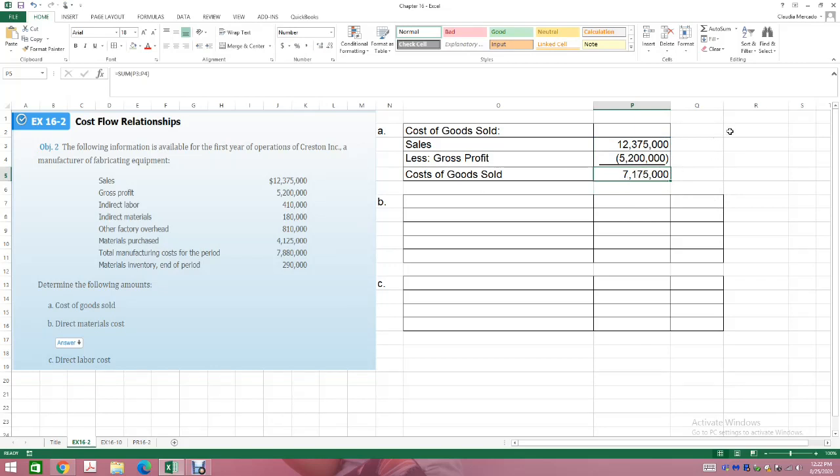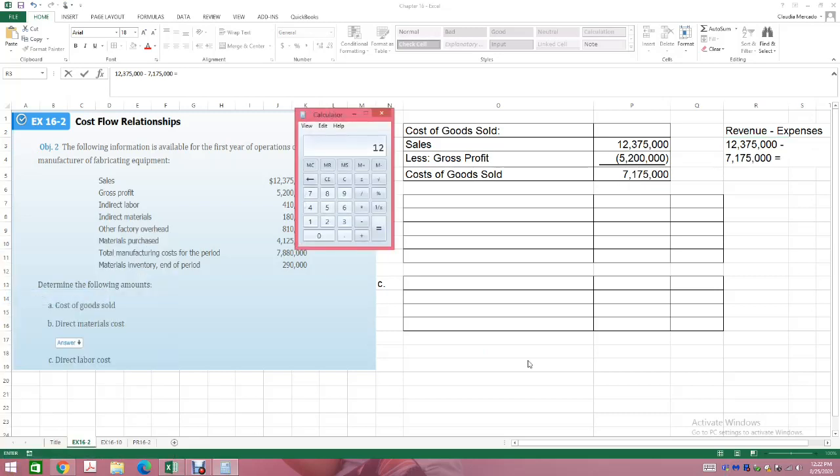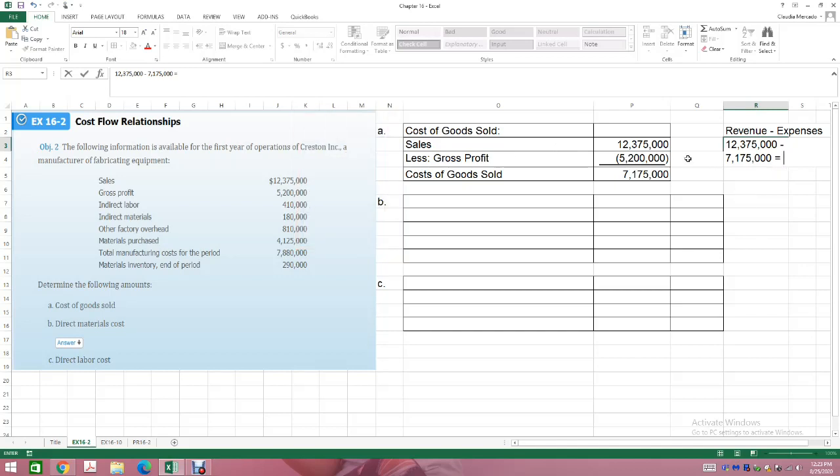So if you were to calculate net income, because I like to do that on the side, my net income is my revenue minus your expenses, right? So in this case, my revenue was $12,375,000 minus my calculated expenses here of cost of goods sold of $7,175,000. Okay, now that is going to give me, calculator, $12,375,000 minus $7,175,000. Oh, I put something wrong. $12,375,000 minus $7,175,000. So that's going to give me my $5,200,000 net income or gross profit that I have here. Okay, so you can check your work just by doing that.